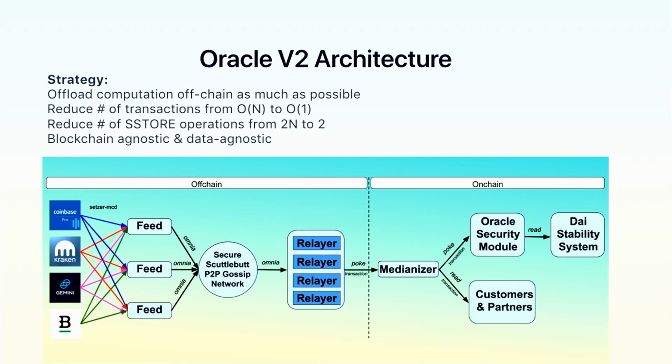So here's the overall architecture diagram for Oracle's V2. Notice that on the off-chain side, lots and lots of stuff is going on now. And on the on-chain side, we've shrunk that a little bit. So now feeds, instead of pushing prices directly to the blockchain like they did before, are instead just pushing a price to this peer-to-peer gossip network. In this case, Scuttlebutt.